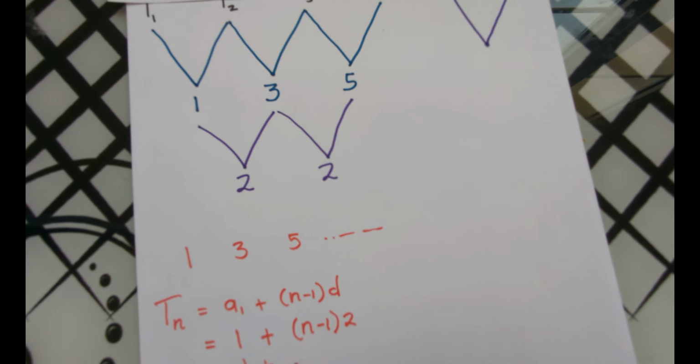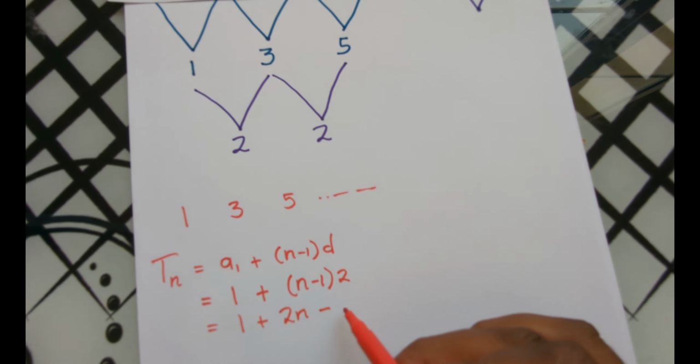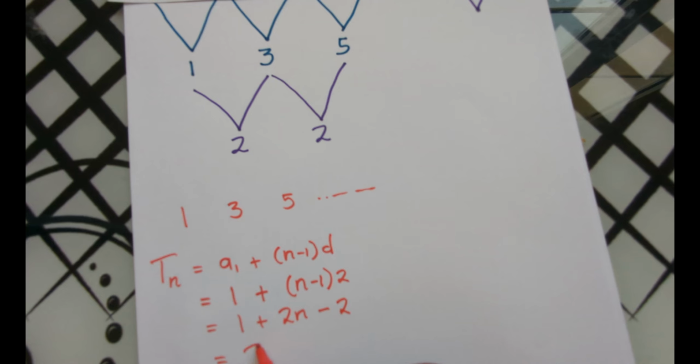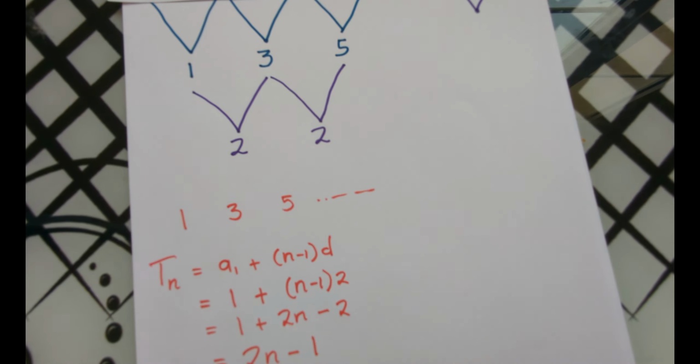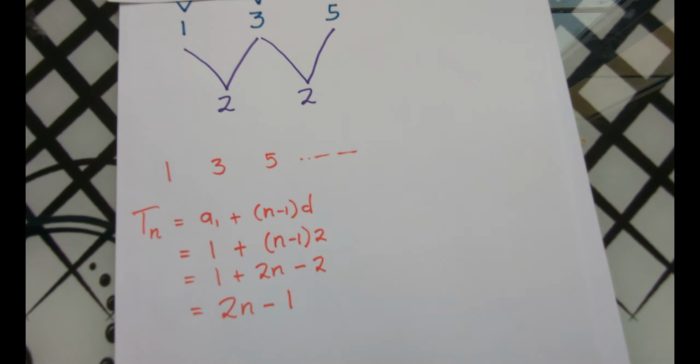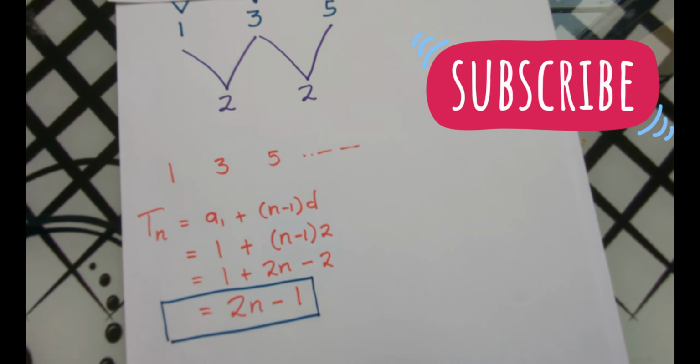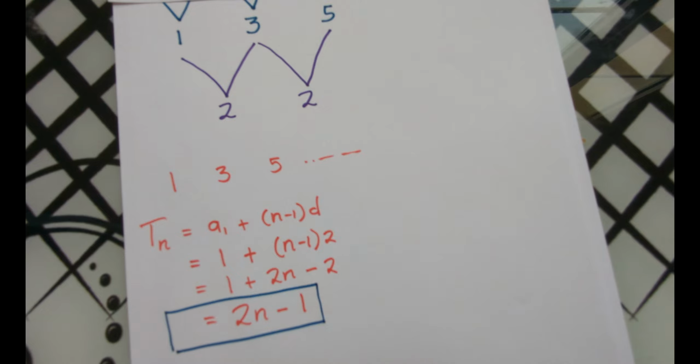Simplifying this gives us 2 multiplied by n, that's 2n, minus 1 multiplied by 2, that's negative 2, which can be simplified into 2n minus 1. So this is the general pattern. This is the general formula for the first differences of our quadratic pattern.